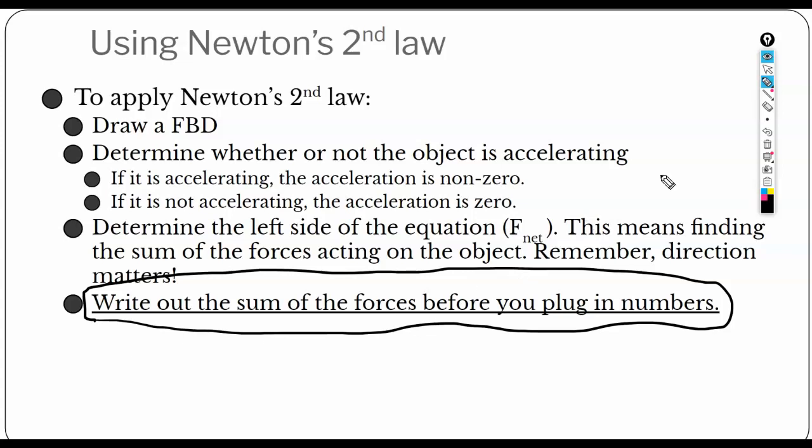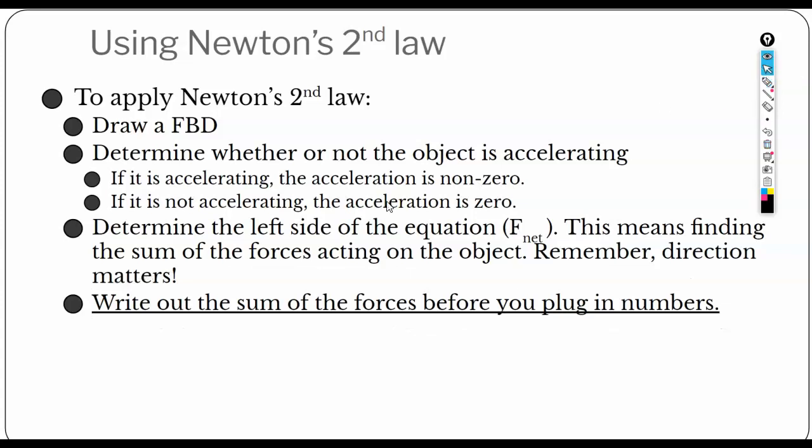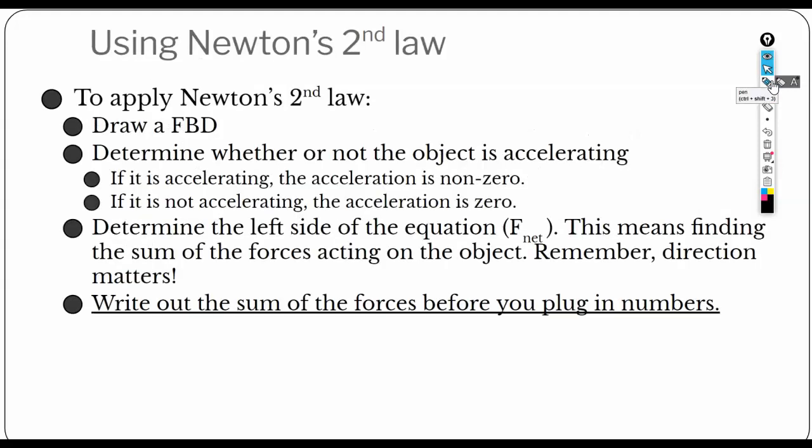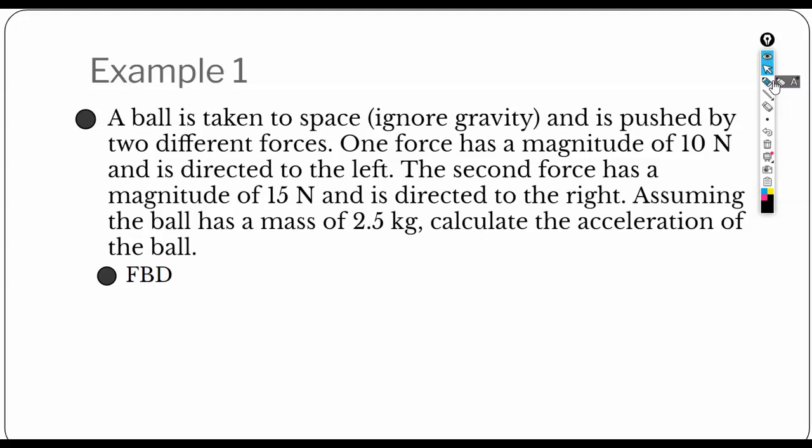Okay, so let's do some simple examples. Okay, so example one. Go back for a second in case you need to add that to your notes. Example one says a ball is taken to space, ignore gravity, and is pushed by two different forces. One force has a magnitude of 10 newtons and is directed to the left. The second force has a magnitude of 15 newtons and is directed to the right. Assuming the ball has a mass of 2.5 kilograms, calculate the acceleration of the ball.